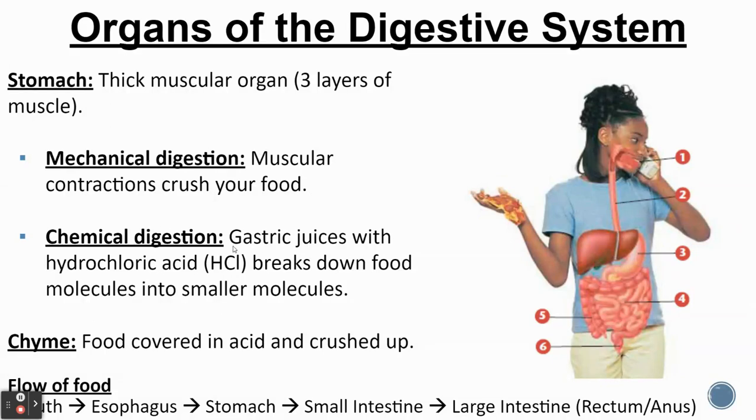The chemical digestion is your gastric juices, which is basically just stomach juices that contain hydrochloric acid, and that helps to break food molecules down into smaller food molecules. At the point where your food is all covered in acid and all crushed up, your food now becomes chyme. So it's called chyme.